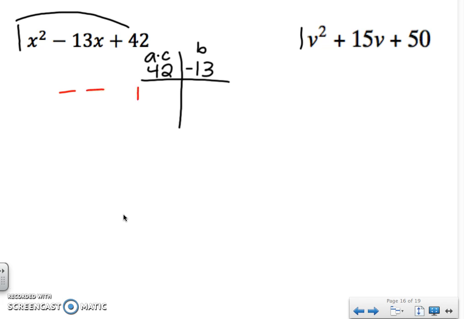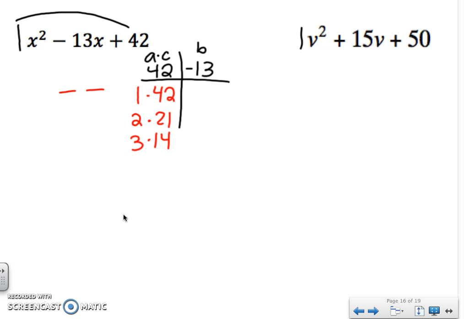And then I'm going to see all the factors that go into 42. 2 times, I don't know, so I'm going to do 42 divided by 2 to get 21. Let's see if it's divisible by 3. It is. So 3 times 14. 42 divided by 4 does not work.